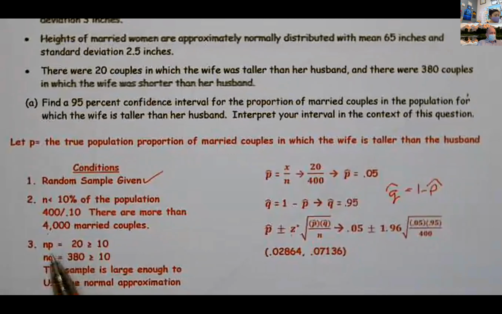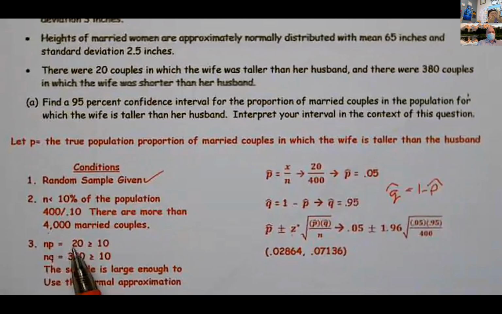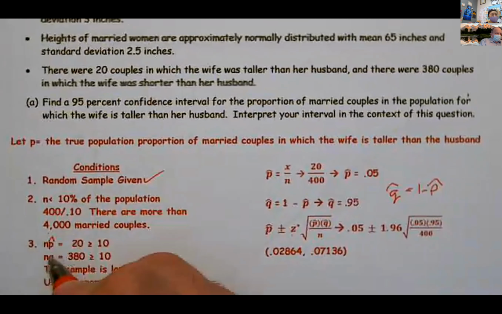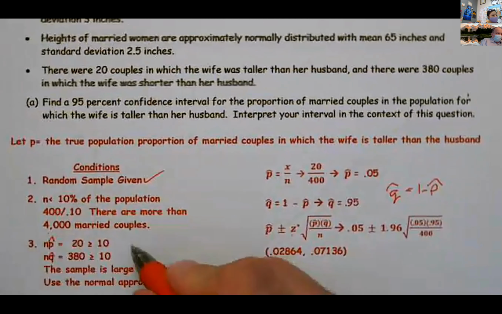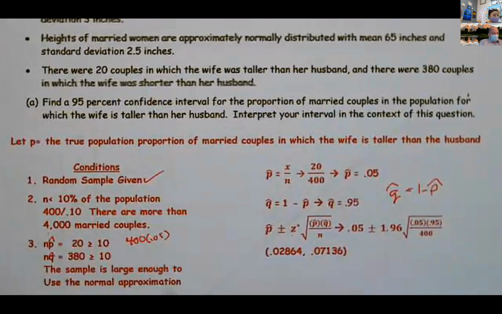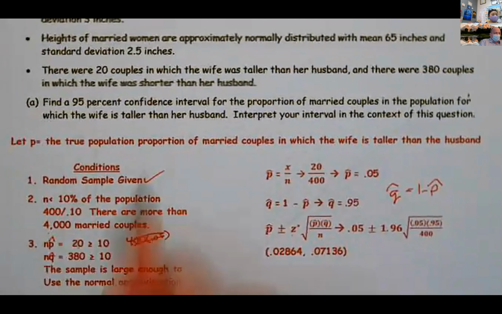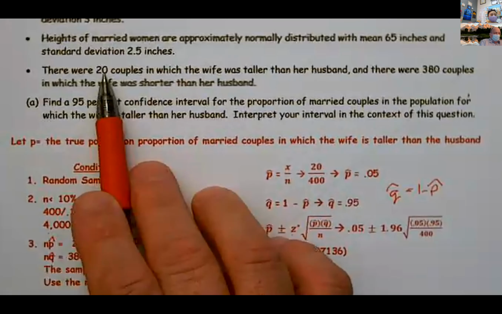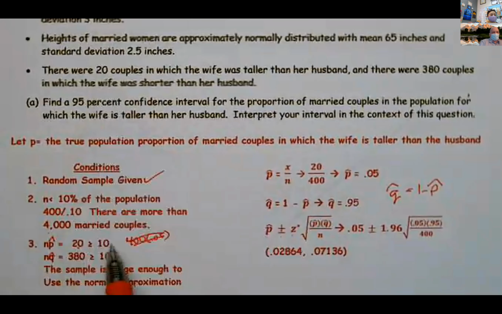np has to be greater than 10. And normally we would use a p-hat. And we basically go, in this case, it would have been 400 times 0.05. However, we didn't have to do the multiplication part. Wasn't necessary. Why? They told us how many were greater. They told us we had 20, 20 was greater than 10. So we have enough to qualify there.